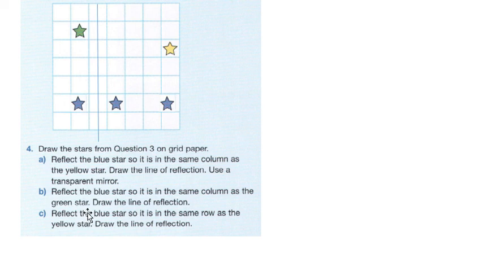And c, reflect the blue star so it's in the same row as the yellow star. So here's the yellow star, and the rows go horizontal, columns go vertical. So our row is going like this. I'm going to move this out of the way so it doesn't get in our way there. We want to move this blue star up to here.